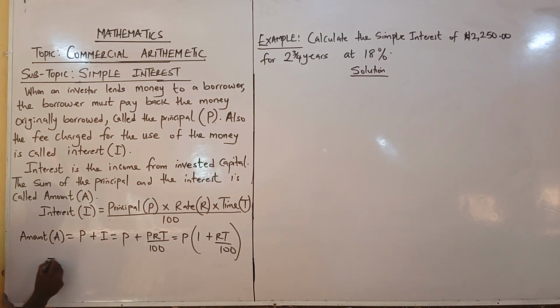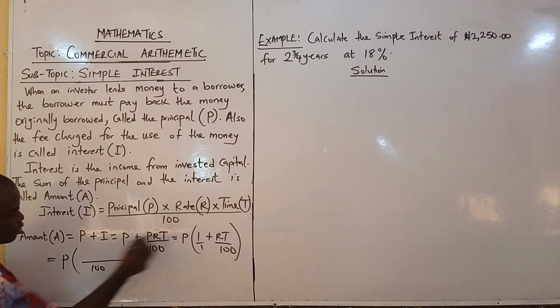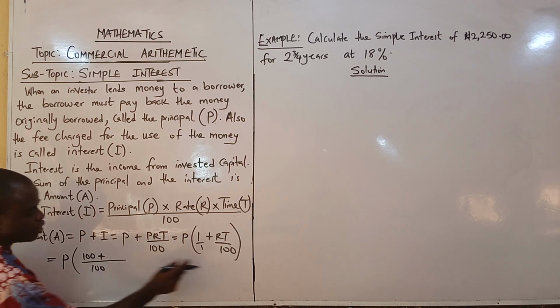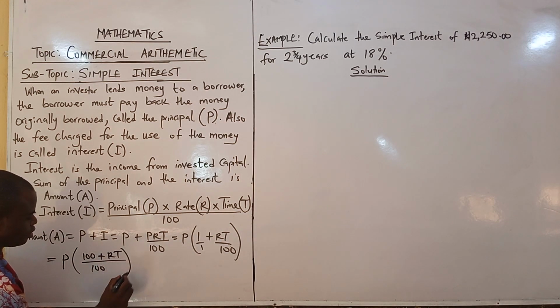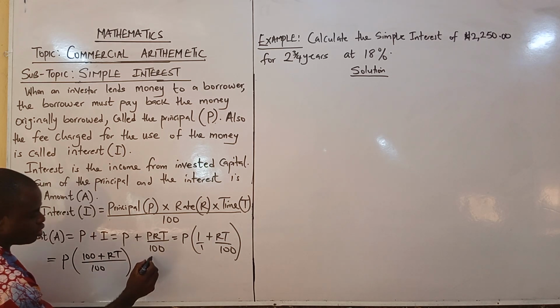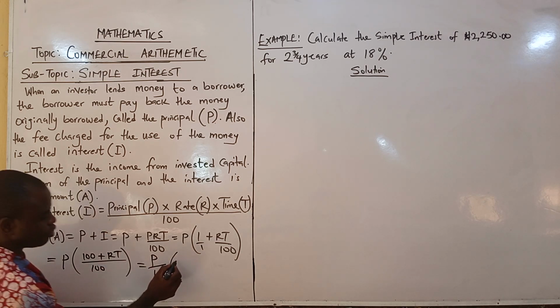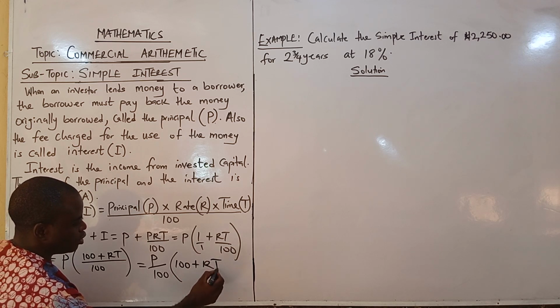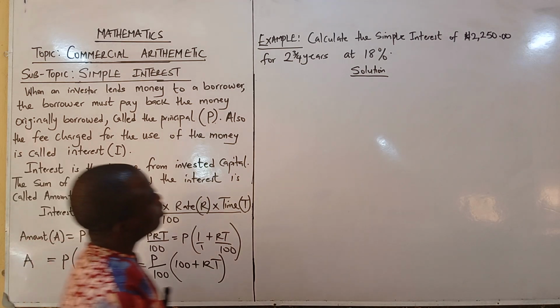I can still continue to simplify it by saying P, the LCM is over 1. LCM is 100. 1 goes in 100, that's 100. 100 times 1, that's 100. Plus 100 in 100 is 1. 1 times RT, that's RT. Because this 100 is common to all, you can bring it out. P over 100, open brackets, 100 plus RT. Okay, that's the amount. Now let's see the question here.